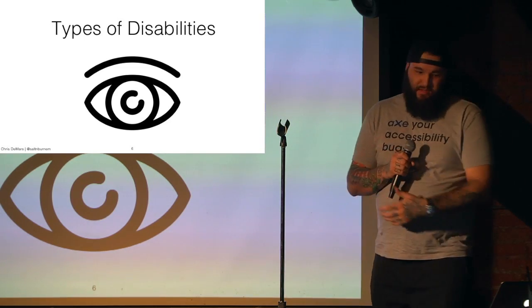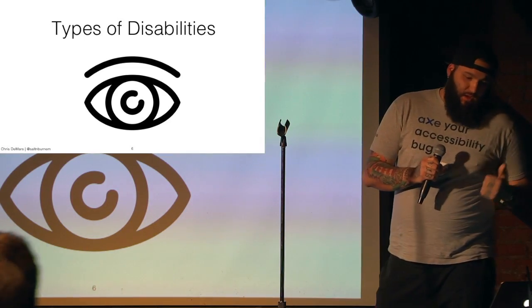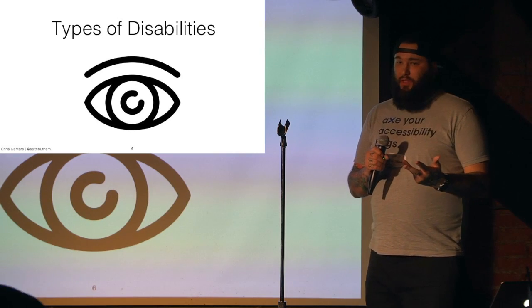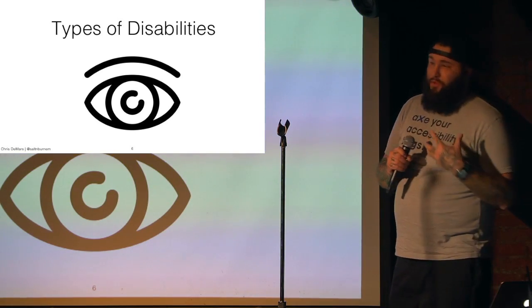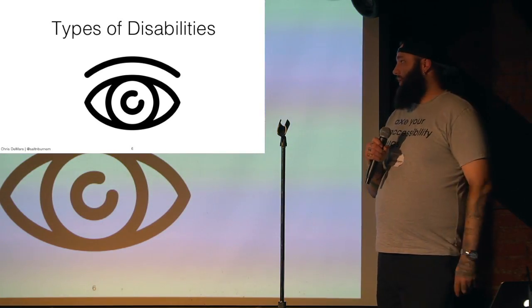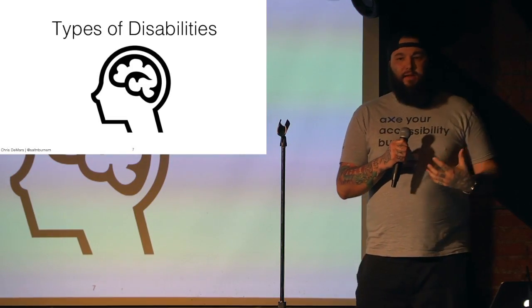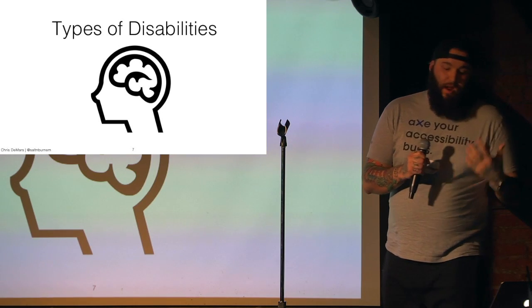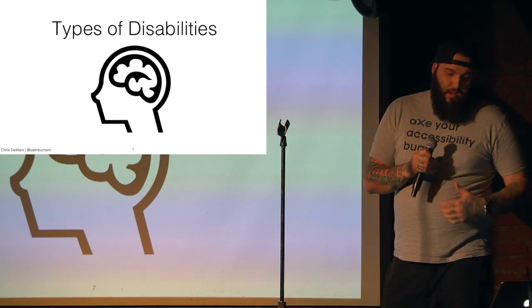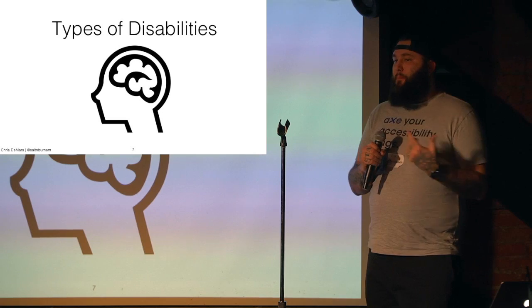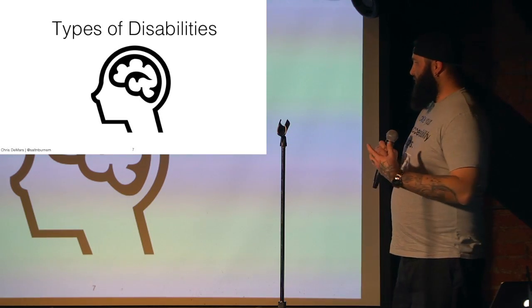We have vision disabilities. You have partially sighted, low vision, legally blind, totally blind, which are 2 different things, and you have color blindness, all spectrums of color blindness. Third one is cognitive. When I talk about cognitive, I'm talking about memory, problem solving, attention span, reading and verbal comprehension, math comprehension, and visual comprehension.